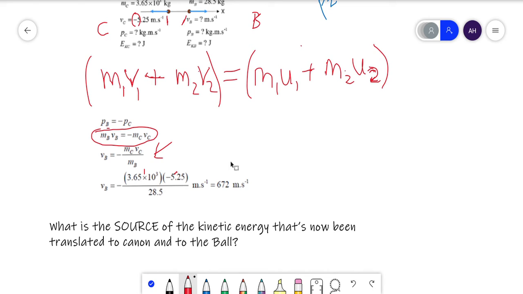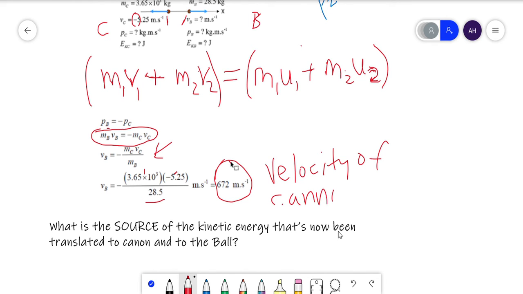Put them in. We know the mass of the cannonball, 28.5. It's already in kilograms, no conversion needed. And when you put all that into a calculator, there you go. So that is the velocity of the cannonball. 672, which you'd expect. Very fast. It's lighter than the overall scenario.